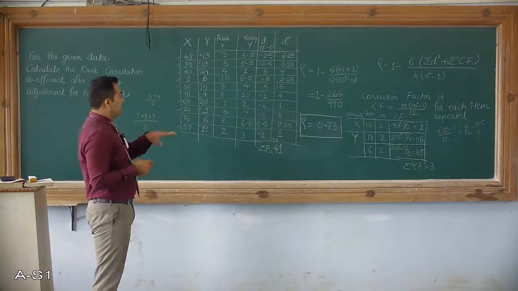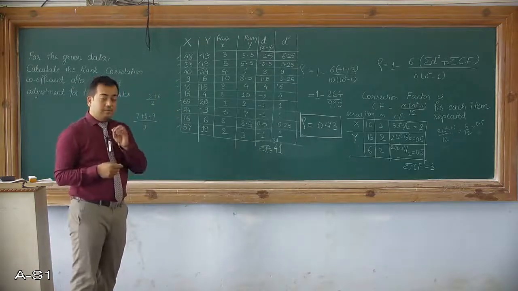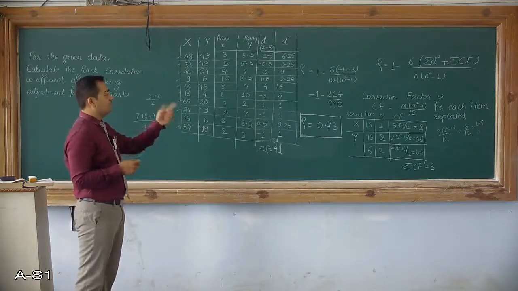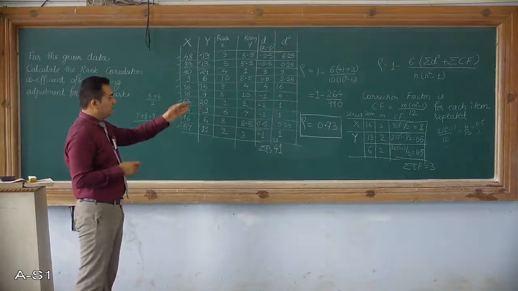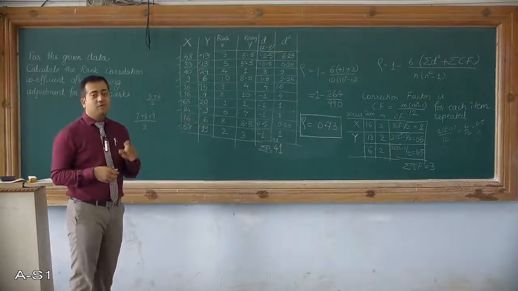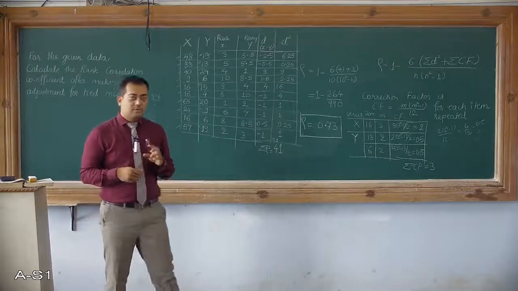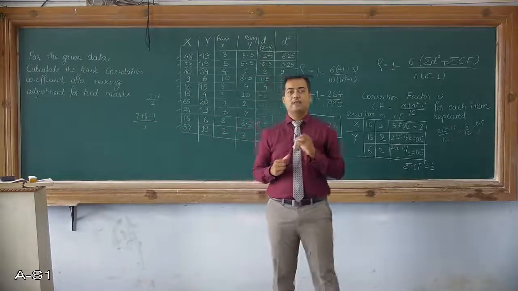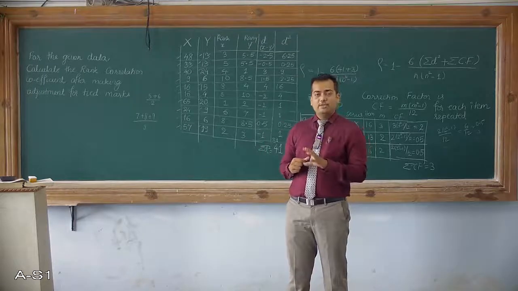Alright, so when ranks are repeated or when the values are repeated, you have to give the ranks in the form of average and its correction factor has to be calculated. Then substituting that, we will calculate the value of rank correlation coefficient. So Spearman's rank correlation coefficient is calculated in this manner when values are repeated. So hope you have understood this example.